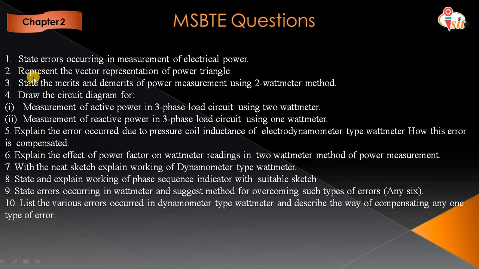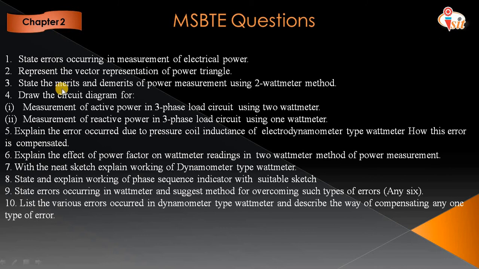First one is: state the errors that occur in measurement of electrical power. We already covered that there are different types of error, for example temperature error, connection error, pressure coil error, capacitor error. Then: represent the vector representation of power triangle. Okay, this is also covered.